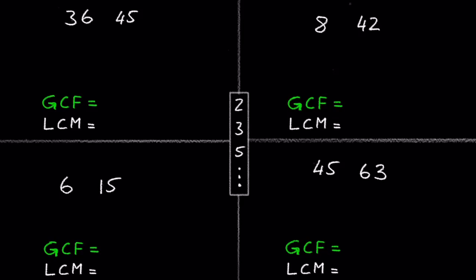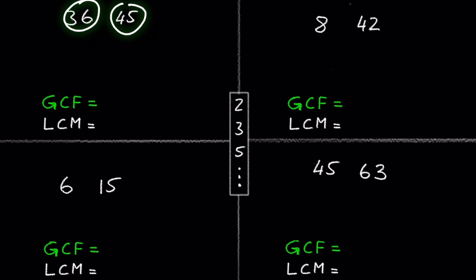In my previous video, we used the listing method and the prime factorization to find the greatest common factor and the least common multiple between 36 and 45. Today, in our first example, we are going to find the greatest common factor and the least common multiple between 36 and 45 with the ladder method.